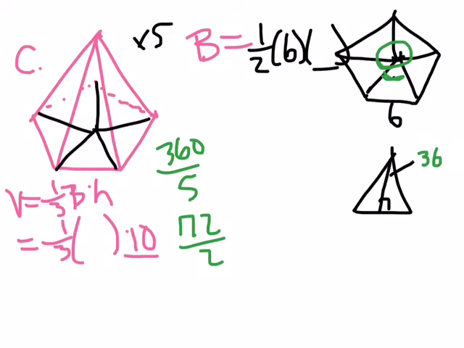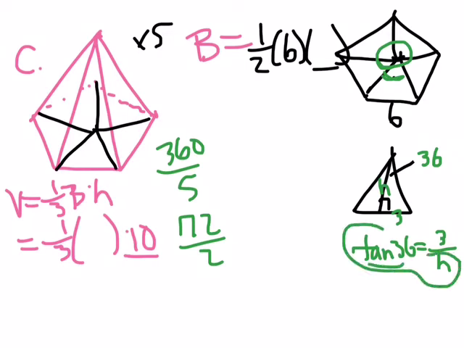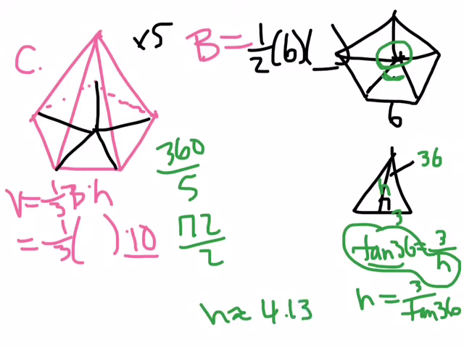Now I got to do trig. I'll call it H there. And let's see, I know that this is 3. So I can do tangent of 36 equals opposite 3 over adjacent H. Okay? I do the old switcheroo with these. H is going to be 3 over tangent 36. Make sure you're in degree mode. All right, and when you put that in, it's going to be about 4.13. All right, so that is what I put in up here, 4.13. That's the height of my triangle.